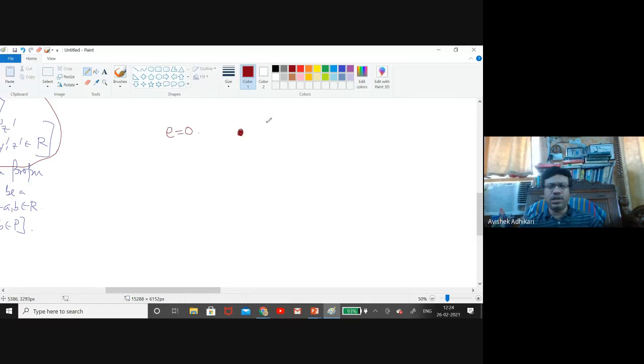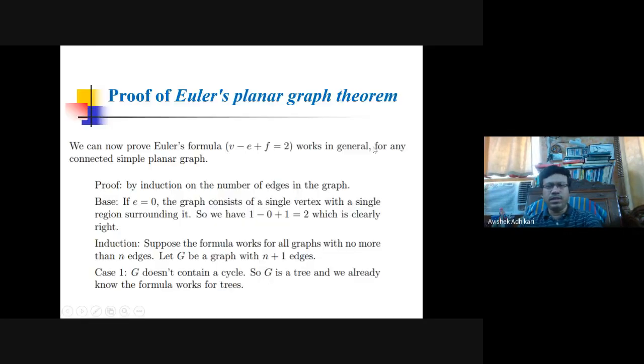So here v equal to 1, e equal to how much? e equal to 0. And what would be the region? How many regions are there? Only the unbounded region. So f, the number of faces, is also 1. So what is the result? v minus e plus f should be 2. Let's look at this: 1 minus 0 plus 1 equal to 2. So the result is true for the initial conditions, which is clearly right.